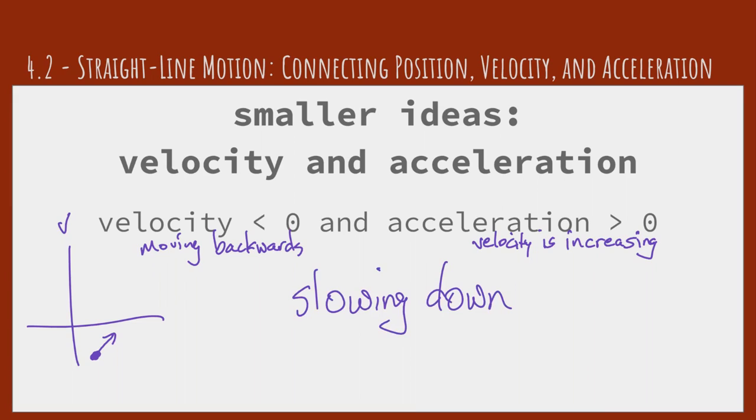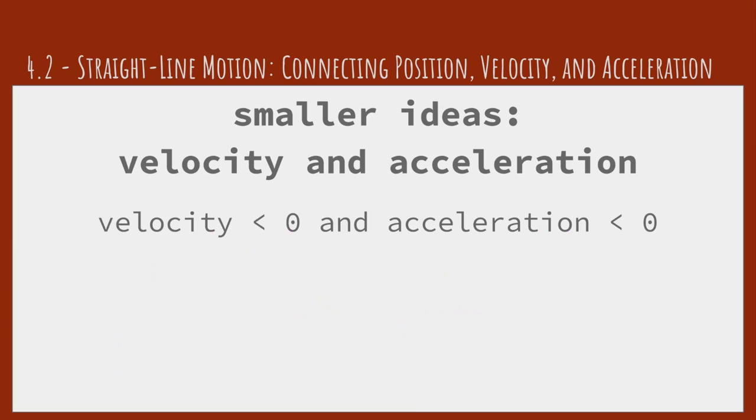So we're moving backwards and we're slowing down. So a positive acceleration here would be like if we're in our car, we're in reverse and we hit the brakes, we're slowing down. Okay, the last option here would be that we're moving backwards and the acceleration is negative, which means the velocity is decreasing.